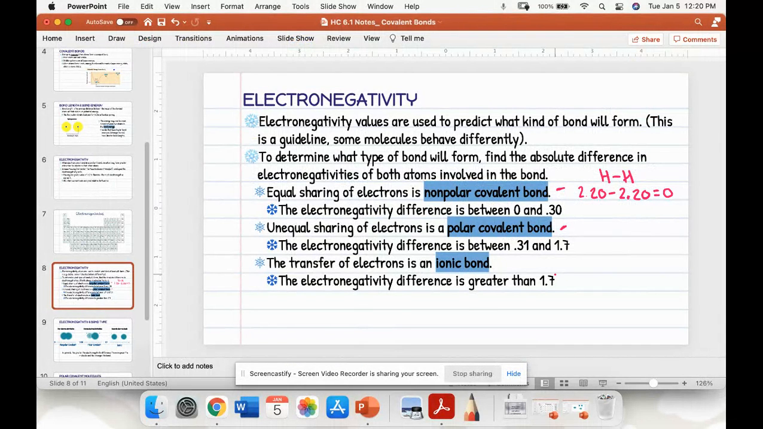So I had to pause this video for just a second. The unequal sharing: in a polar covalent bond, when that electronegativity difference is between 0.31 and 1.7, the electrons are being shared, but one atom is slightly more electronegative. It's not pulling necessarily, but the electrons are going towards that more electronegative atom just slightly more. So let me show you on the next slide.